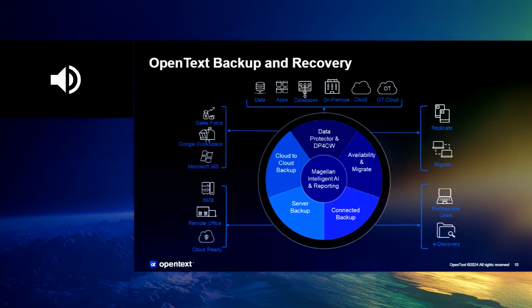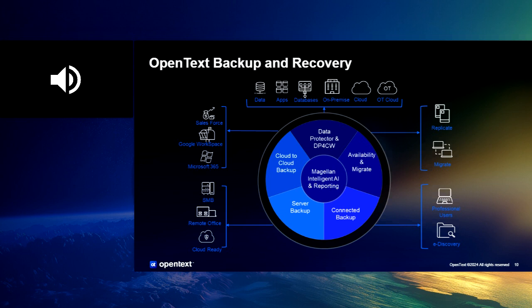So where does this all fit into backup? OpenText as a whole, we're focusing on Data Protector today. As you can see from the screen, we have Data Protector and its companion product, Data Protector for Cloud Workloads, or DP for CW. This is, as I said, what we're focusing on today. But on top of that, we also have availability and migrate in the form of Carbonite Migrate.